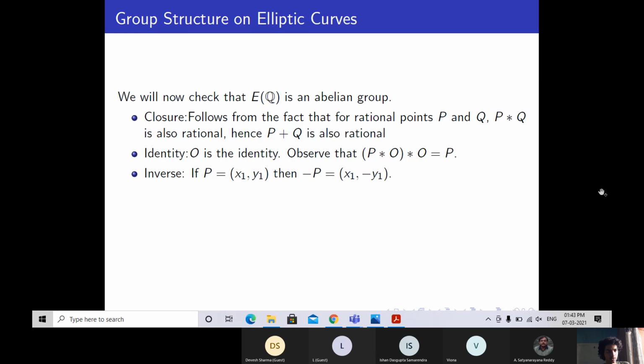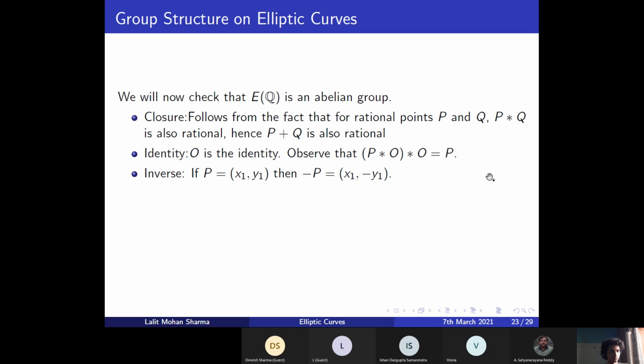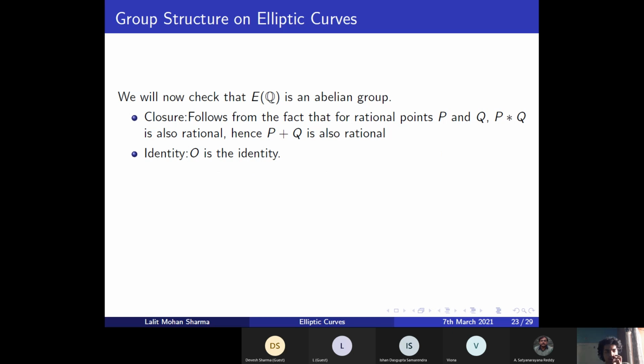So what we are trying to do: we have figured out that the identity was just the point at infinity, because P star O comes out to be P. Now we are talking about the inverse. Can anyone guess what the inverse might be?